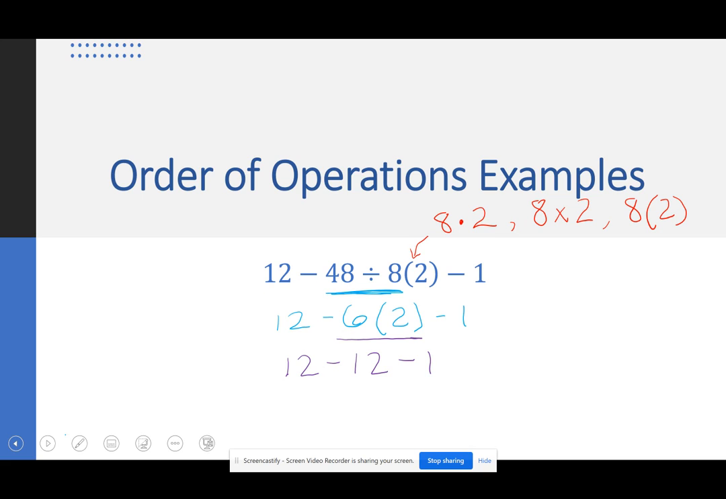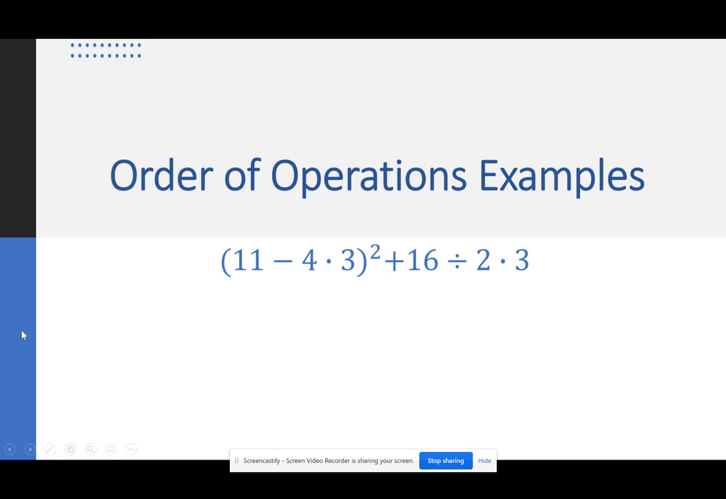And now we're going to do addition and subtraction from left to right. So we're going to do 12 minus 12 is 0, minus 1. 0 minus 1 is just negative 1. So just go through each problem step by step following PEMDAS and you'll be fine.